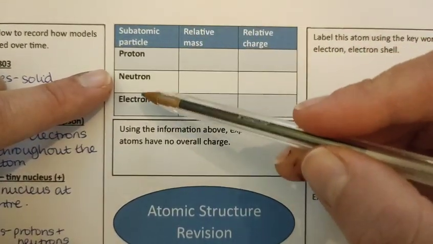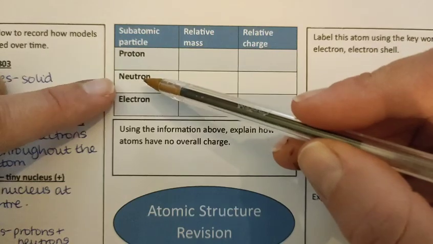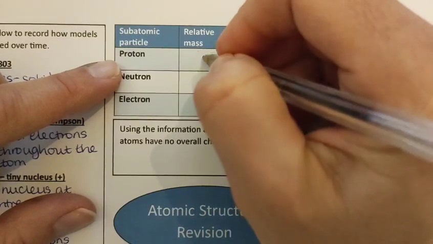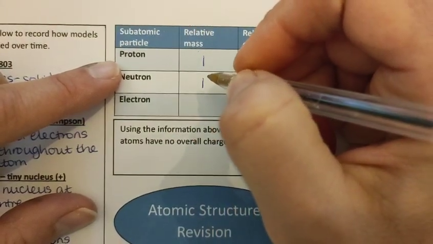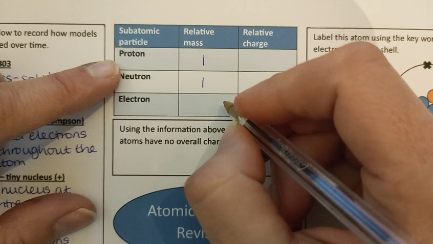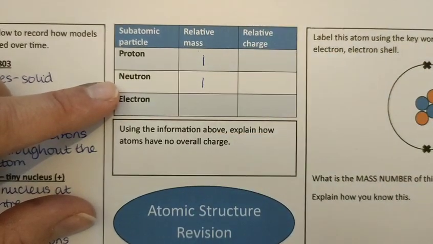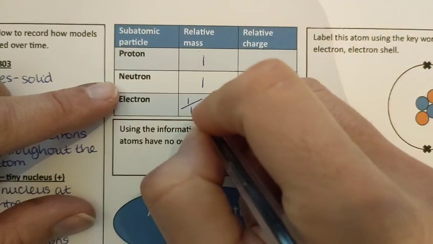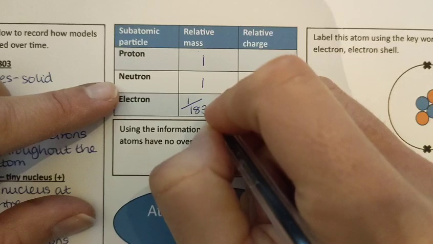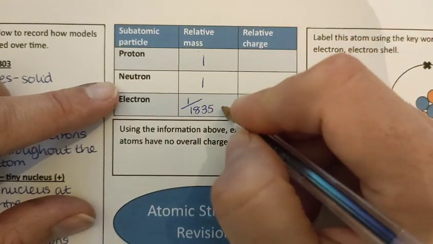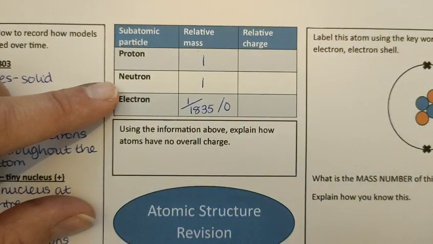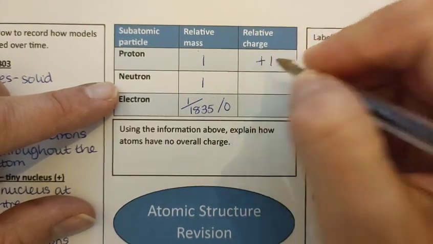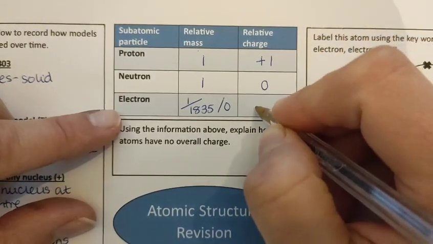Looking at those subatomic particles that we were talking about, you've got protons, neutrons and electrons. So what are their relative masses? Relative mass, so proton is equal to a neutron. And then we have the electron, which has a negligible mass, 1 over 1,835, or 0. Relative charge then, so the charge in comparison to each other, proton is positive, neutron is neutral, electron negative.